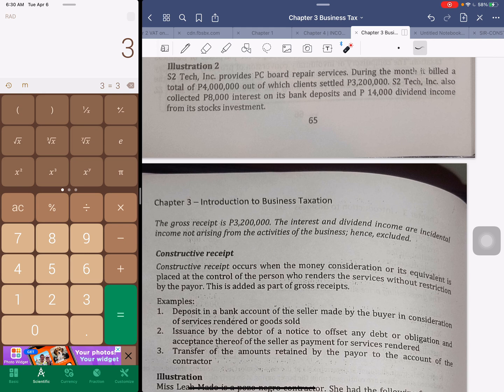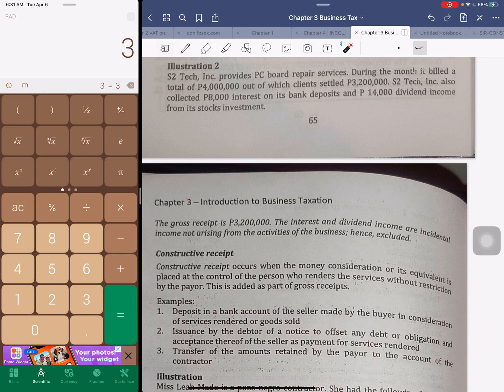This is added as part of gross receipts. So, example lang doon, deposit in a bank account of the seller made by the buyer in consideration of services rendered or goods sold. So, the moment na napag-bank transfer na si buyer papunta kay seller, kahit hindi ininform si seller, as long as napag-bank transfer ka na, of course, sinasama yun sa receipt natin. Therefore, subject siya sa business tax.